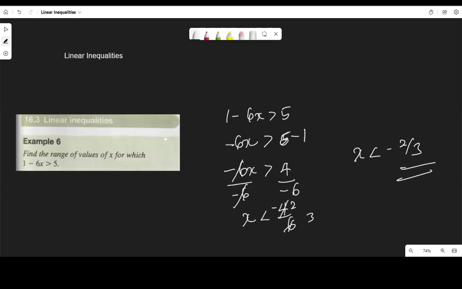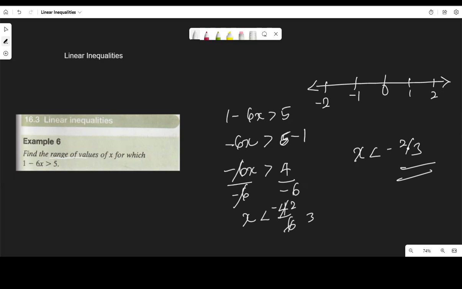But the question says range of values of x, meaning in inequality you cannot have an exact answer. So anything that is less than negative 2 over 3 satisfies the inequality. That is why the word range of values. From this negative 2 over 3 down. So if I were to represent that on the number line, let's assume this is 0, this is negative 1, this is negative 2, and so on and so forth. Then this is 1, this is 2, and so on.